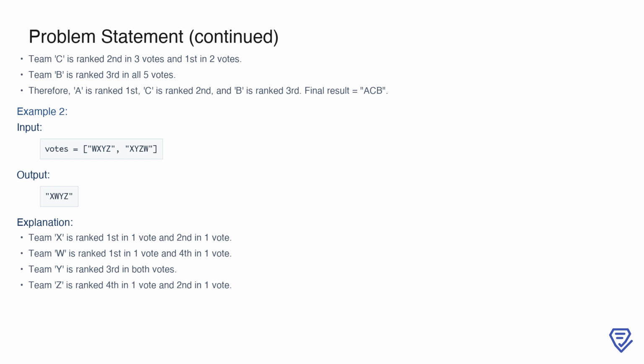Now, let's examine the second example. Here, the input is votes equals WXYZ, XYZW. The output for this case is XWYZ. To understand this, we analyze the rankings for each team. Team X is ranked first in one vote and second in another. Team W is ranked first in one vote but drops to fourth in the other. Team Y is consistently ranked third, and Team Z alternates between fourth and second.